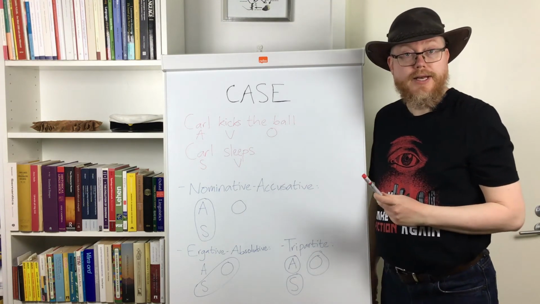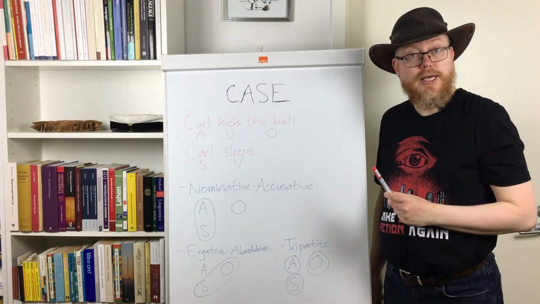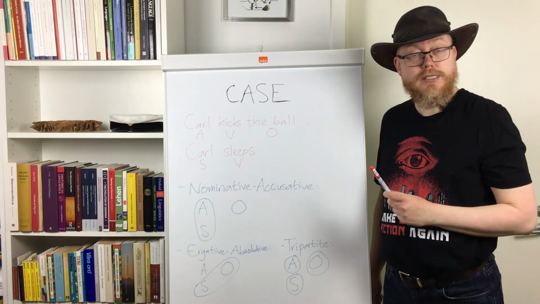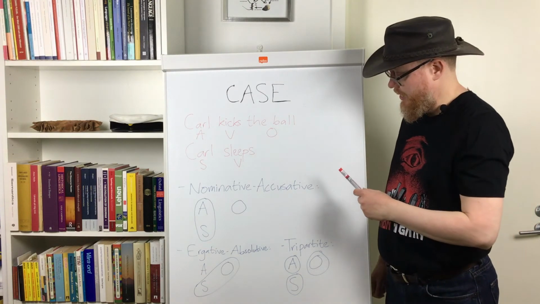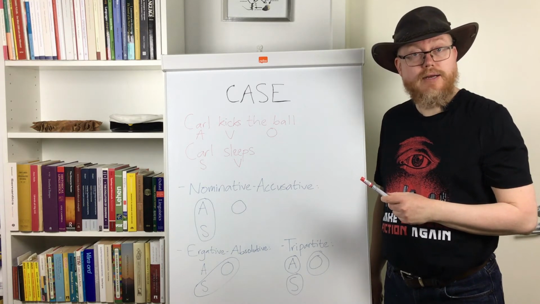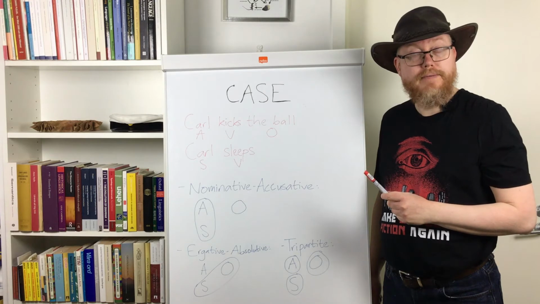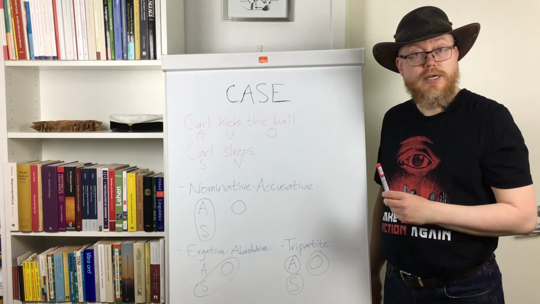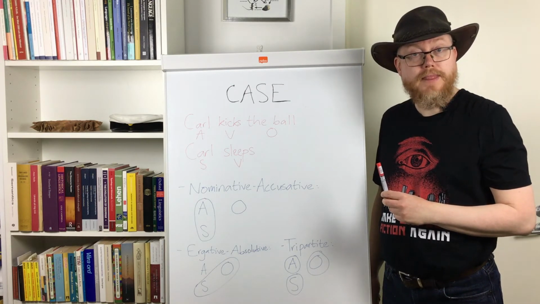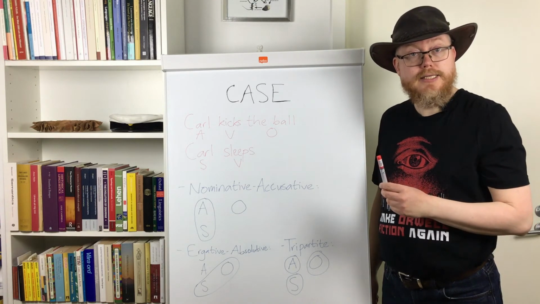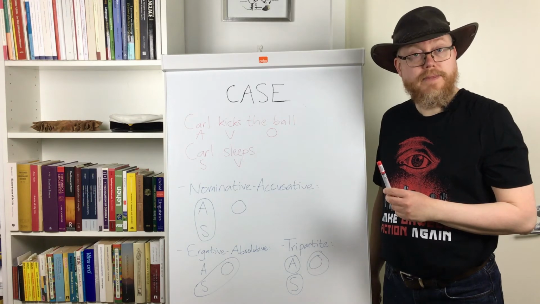And now that we've come this far, we can look at the common case marking patterns found in the languages of the world. This one, called the nominative-accusative one, is the most common one. It is found in Indo-European languages here in Europe that haven't lost their case marking system. Languages such as German, Icelandic and Faroese.